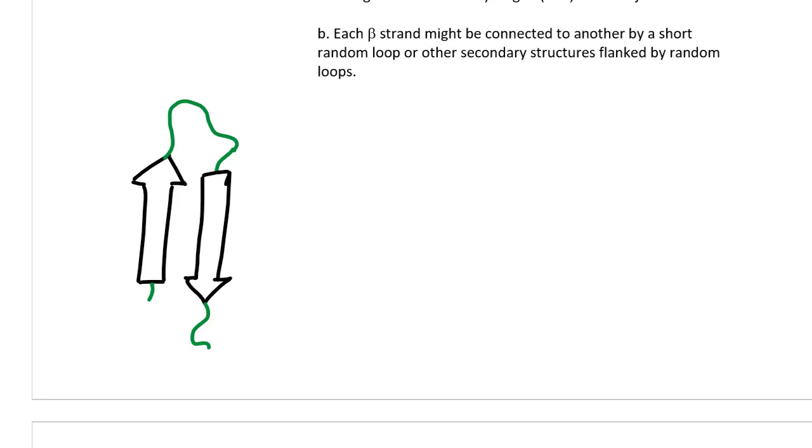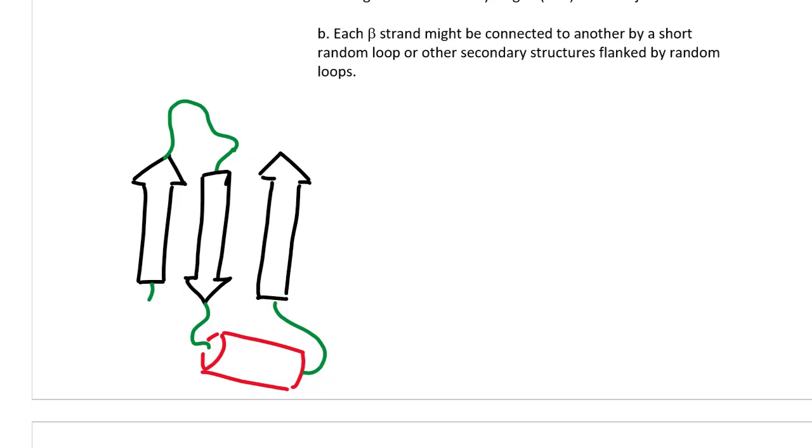Typically, an alpha helix can be shown as a cylinder. So I'm just going to draw a cylinder. Okay, so I have an alpha helix, and then I have kind of a little bit of a loop coming back, and I get another beta strand right here, and then off it goes, right?